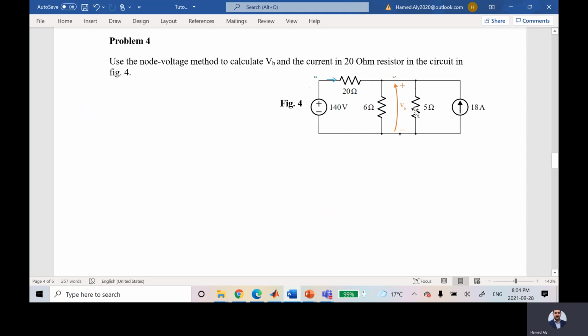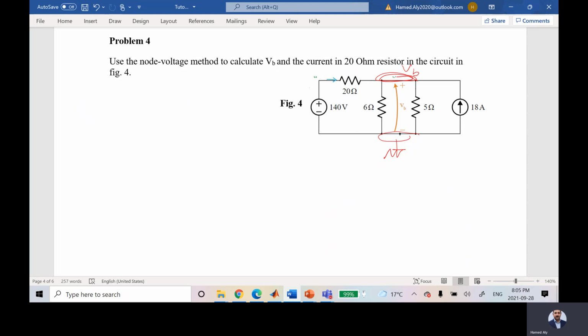And the current in 20 ohms, he would like to calculate the current here in the circuit of this figure. So again, how many nodes do we have? Yes, I can consider this as one, and I can consider this as one. So the voltage for this node is VB, and I'm assuming that the name of this node is B. This is a straightforward problem, but an extra problem talking about the node voltage method.